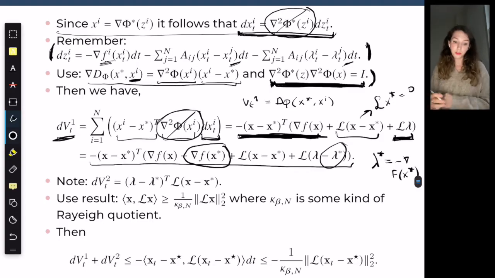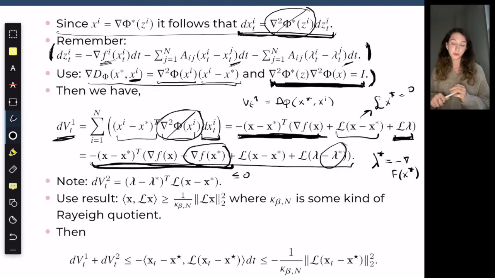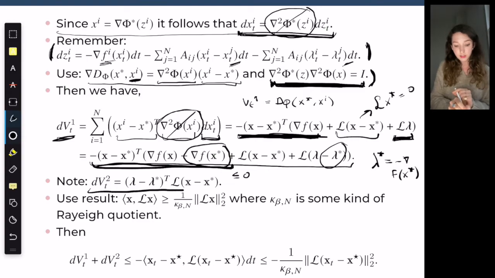And that helps us mitigate this issue of what to do with the gradient term, because this term is actually going to be smaller than 0, even without this assumption that x star minimizes each of the fi's individually. Okay, so doing the same thing for v2, so just taking the gradient of our v2, which was this L2 distance between lambda and lambda star, and using the dynamics of lambda, what we get is this.